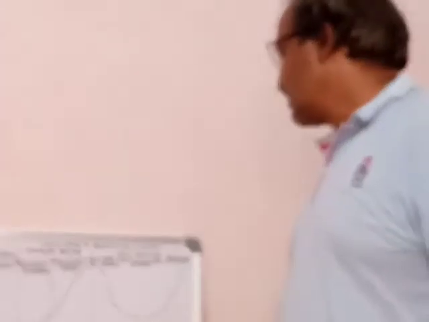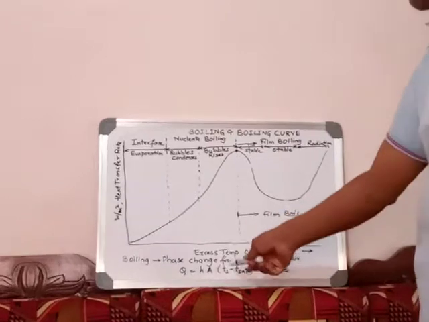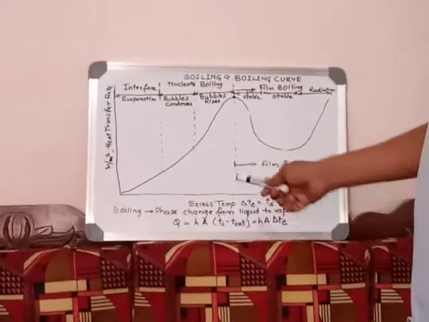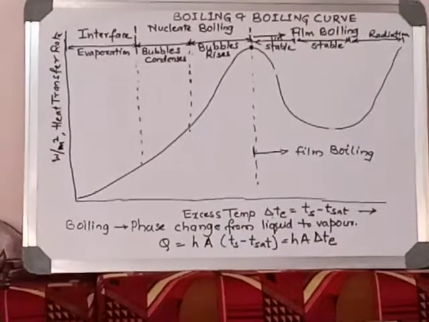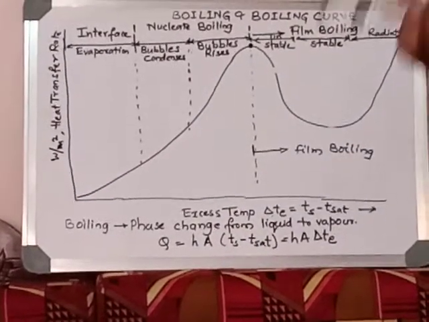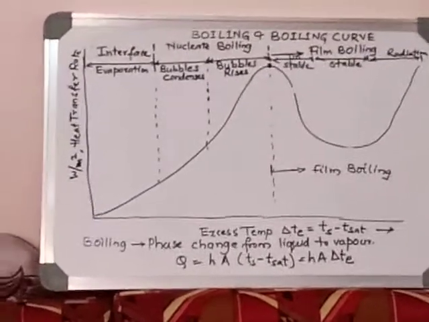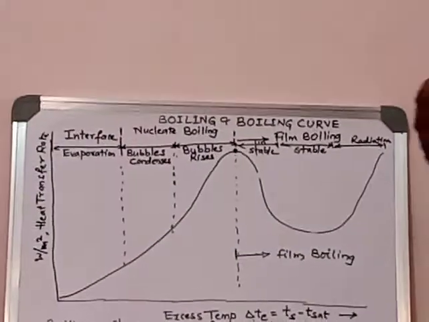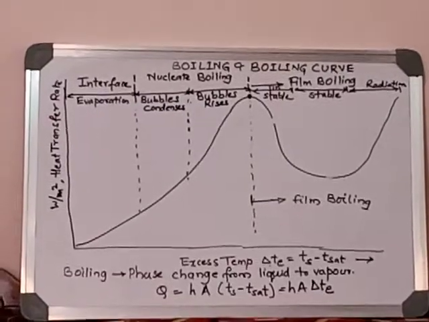So what is boiling? The definition is phase change from liquid to vapor. Q is equal to hA(Ts minus Tsat), or hA times the excess temperature, delta Te. What is h? h means the convective heat transfer coefficient. As it involves water or any liquid and steam or any gas, naturally we have to go for the convective heat transfer coefficient. Therefore h will appear in watt per meter square degree centigrade.